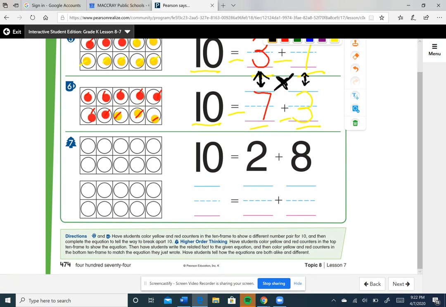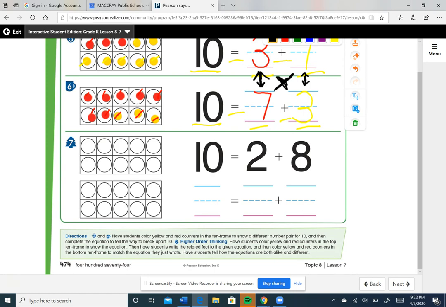Now, number 7. We really got to be listening carefully. I'll read it. It says, have students color yellow and red counters in the top 10 frame to show the equation. Then have students write the related fact to the given equation, and then color the yellow and red counters in the bottom 10 frame to match the equation they just wrote.